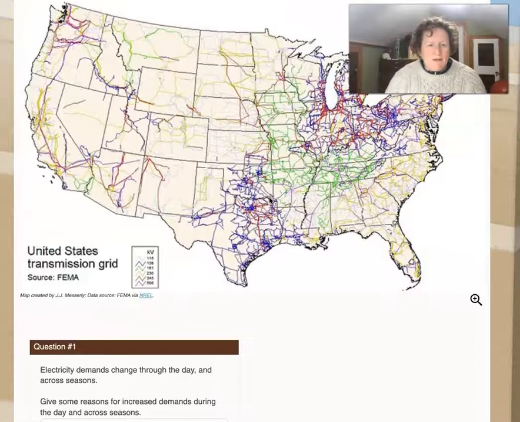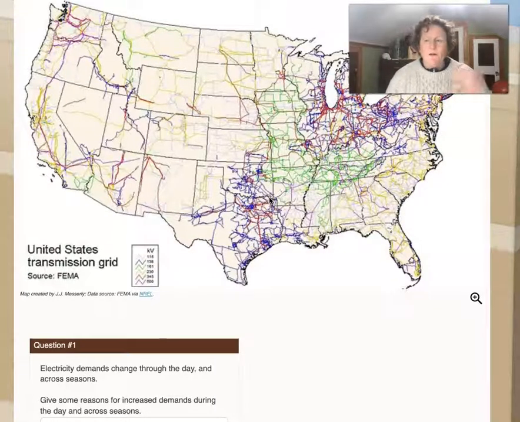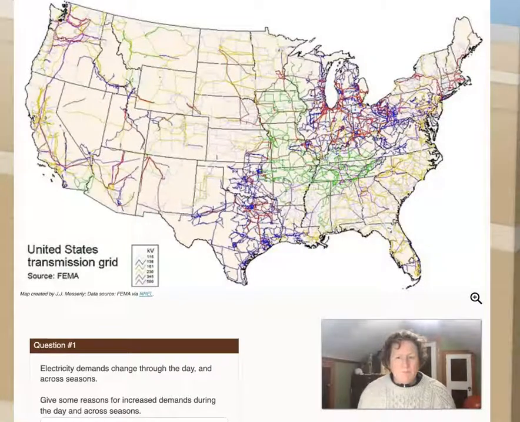Electricity demands change throughout the day and across seasons. Give some reasons for increased demands during the day and across seasons. Well, I can think of a couple things. Air conditioning is a big deal. It takes a lot of electricity to run an air conditioner. So on a really hot day, there's a big demand on the grid.